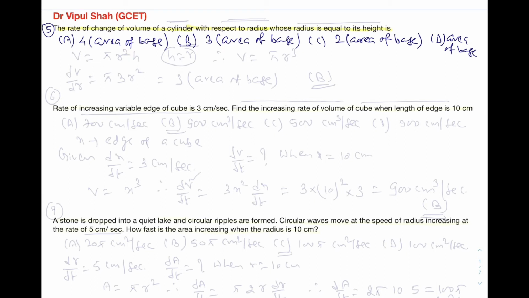Okay, so now what are we given? Rate of change of volume. What is the formula for volume of cylinder? It is pi r square h, but with respect to radius, so dV/dr. One more thing you are given: radius is equal to height, so h is equal to r. Therefore we have V equal to pi r cube, and dV/dr is pi 3r square. So we can write 3 into pi r square, that is area of base. So option is B.